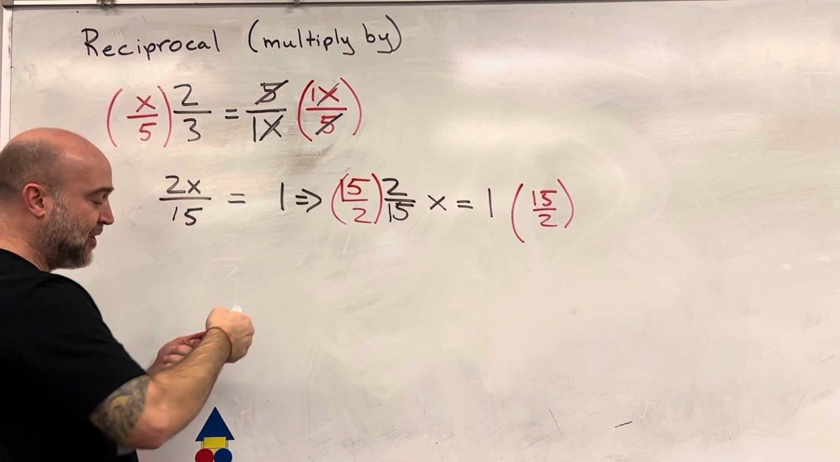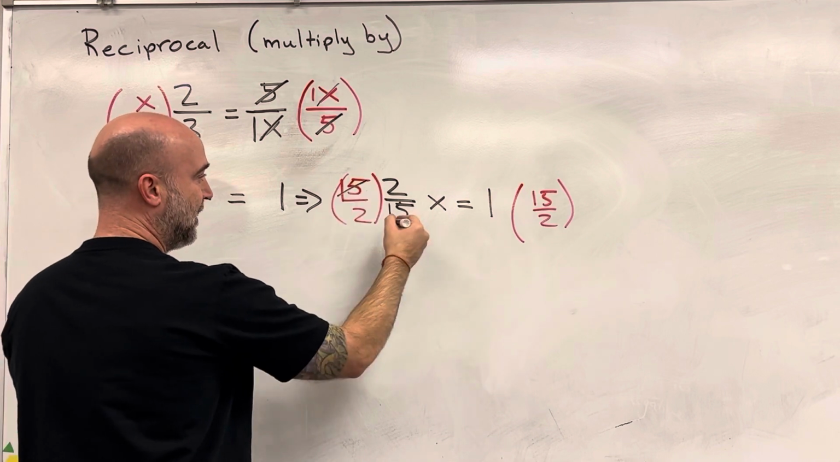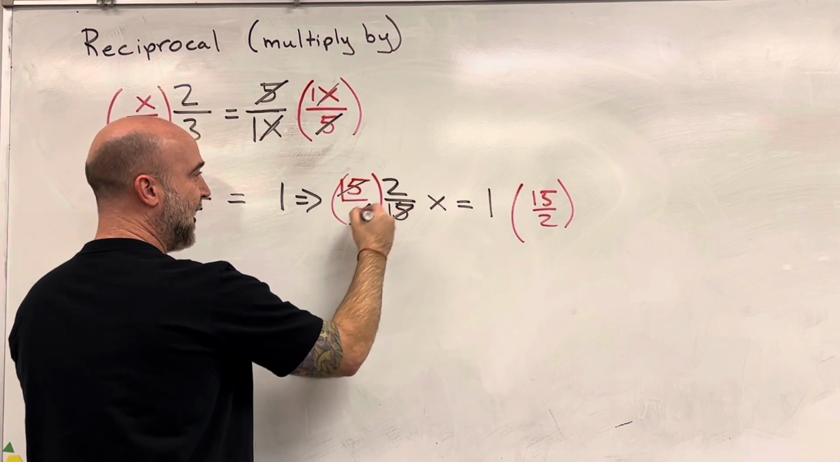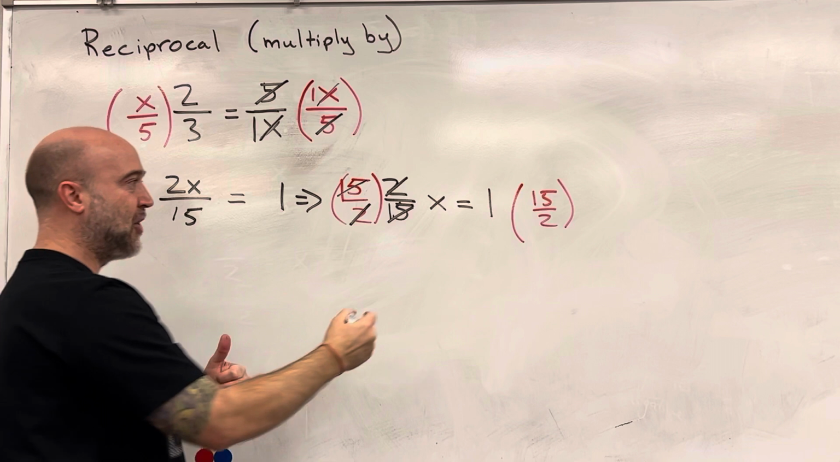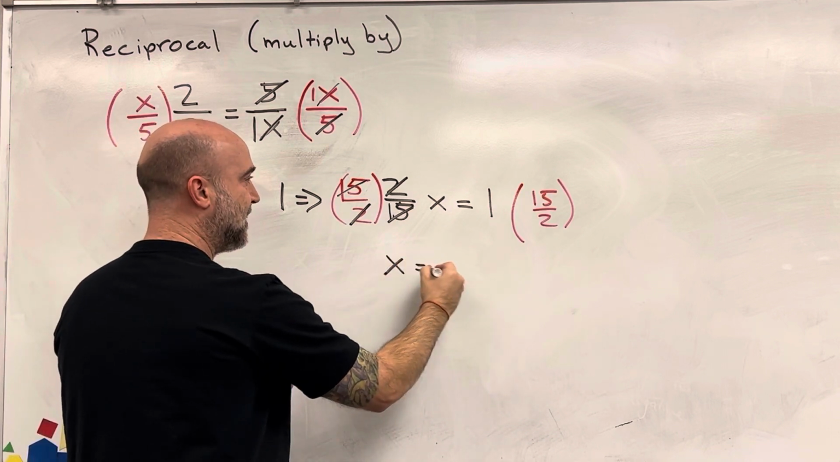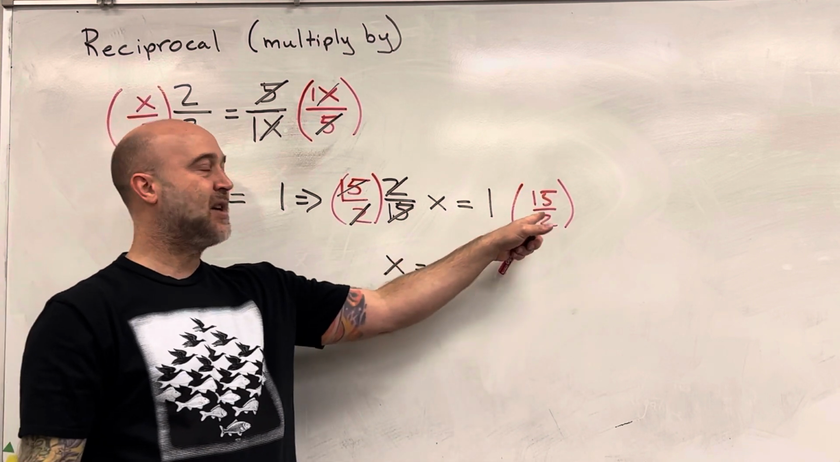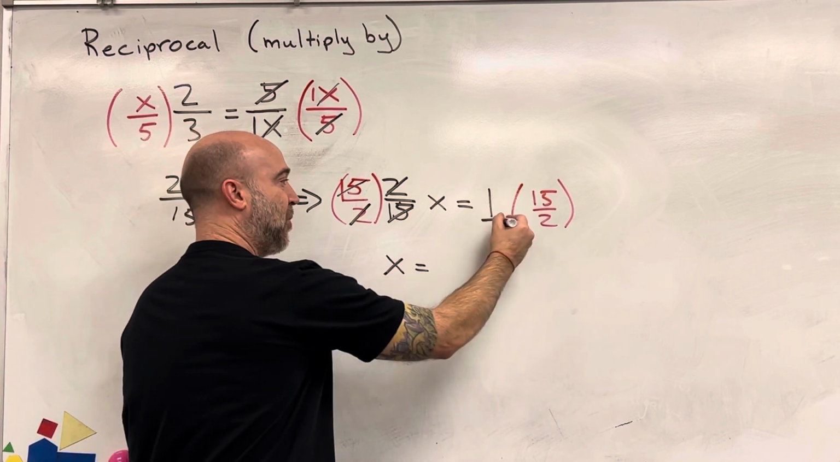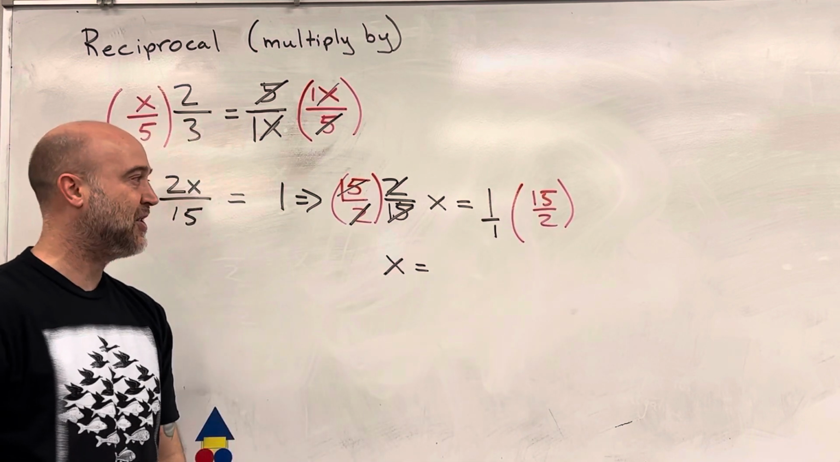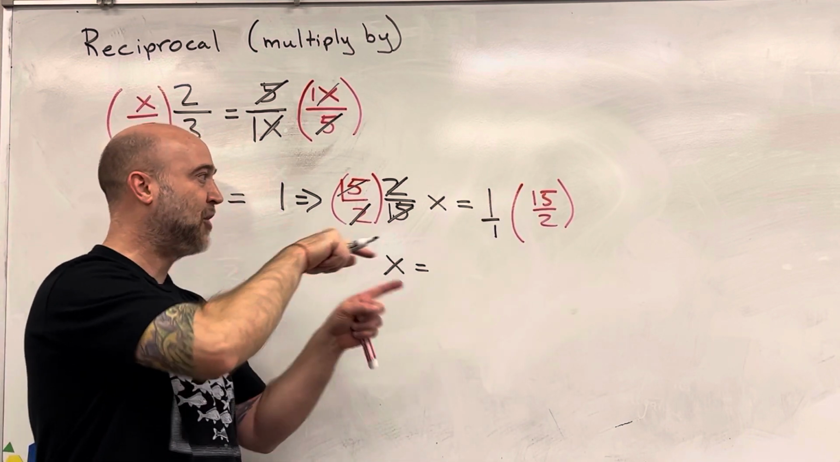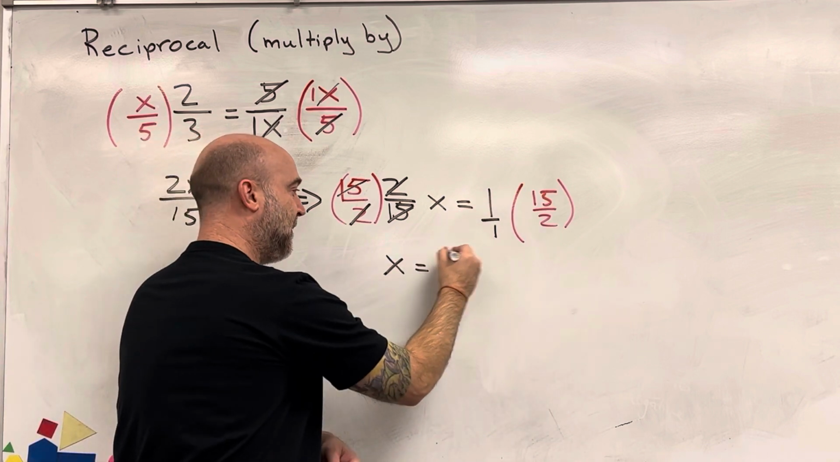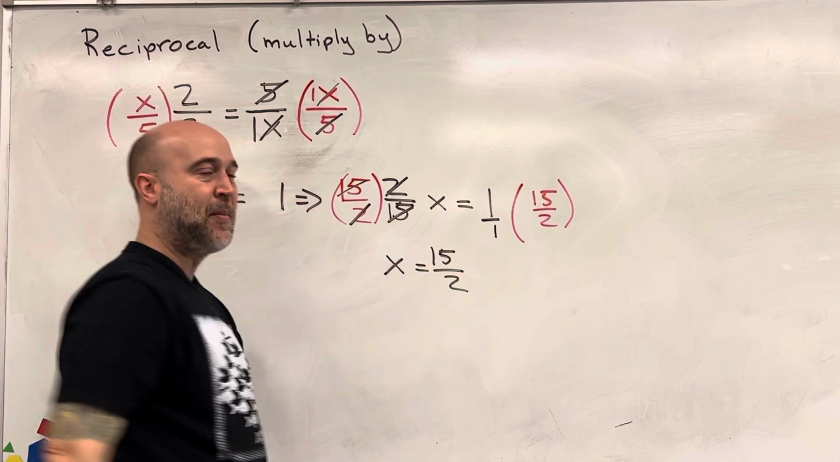The 15's cancel on the left. The 2's cancel. Once again, this is built to turn into a 1. And we have x equals, what's 1 times 15 over 2? Keep practicing your laws of fractions, operations on fractions. We're multiplying straight across. We have a 15 on top and a 2 on the bottom.